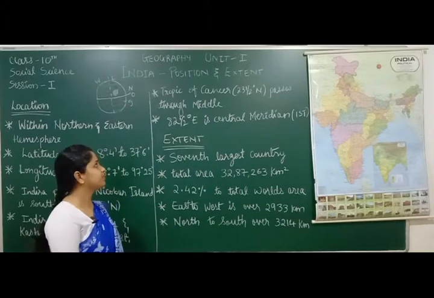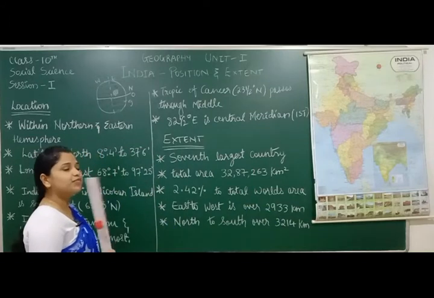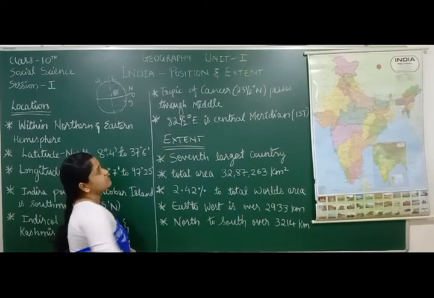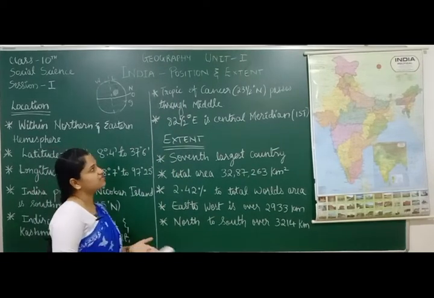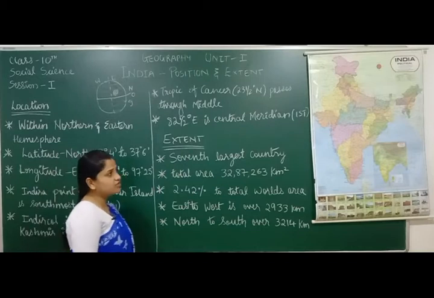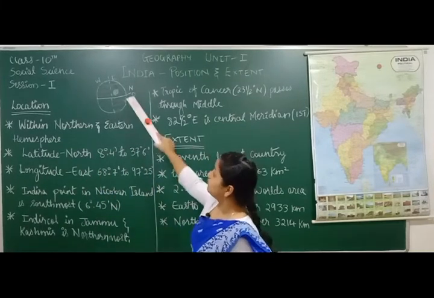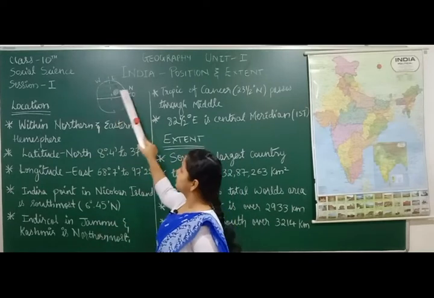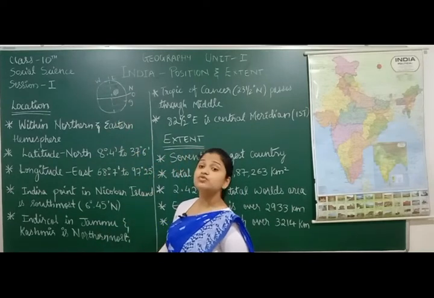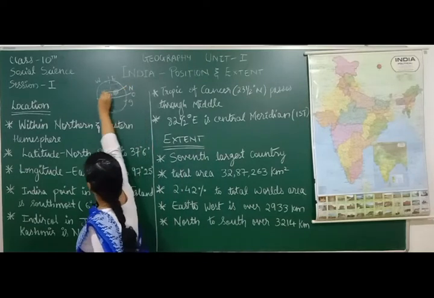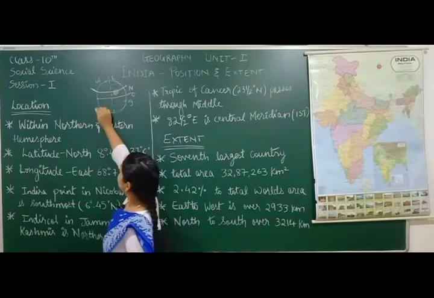Okay, very good. Now next, another important point here: the Tropic of Cancer. Now what is the Tropic of Cancer? You know the whole globe. I showed you the globe, right? I told you this middle line is called the meridian. Other than that, we have two more lines, one which divides the northern hemisphere and one that divides the southern hemisphere.